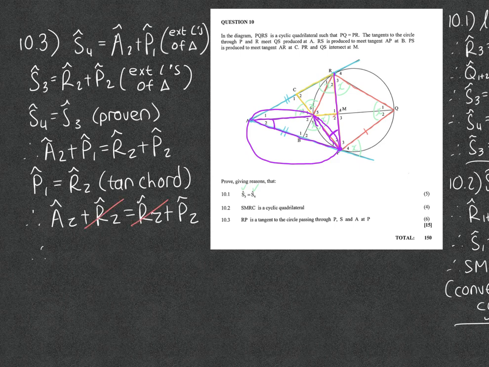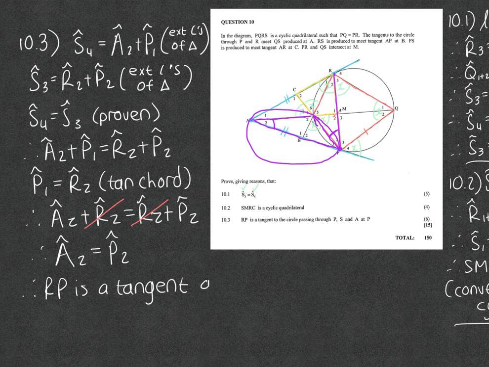So therefore, what did we set out to do? Prove that A2 was equal to P2. And that's what we wanted, right? To use for the purple to prove our tan chord theorem, so we can use the converse theorem to prove that RP is exactly a tangent. So we have now proved that P2 is equal to A2. That's what we've done here. So therefore, RP is a tangent at P, reason, converse tan chord.